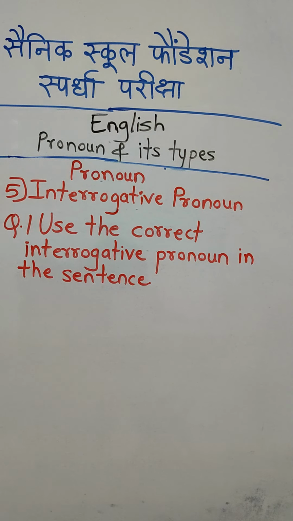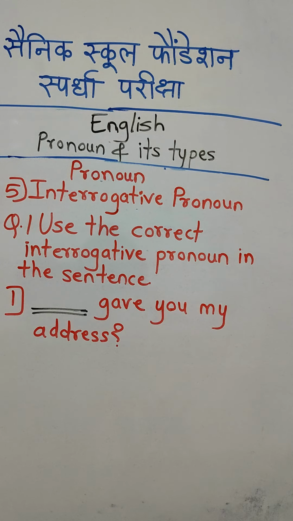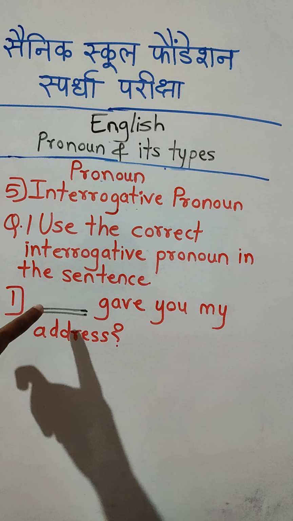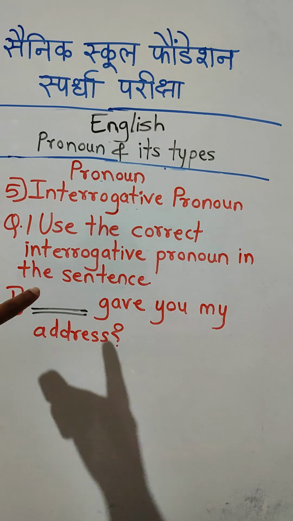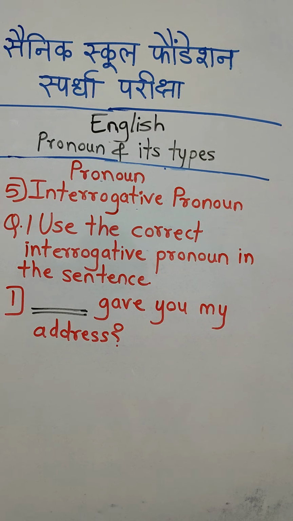First example is given, dash gave you my address. Here we have to identify which pronoun will be suitable, that is which interrogative pronoun we should use to ask this question. Here we are talking about the person who gave the address. That means he does the action of giving the address. So that is what we are talking about, a subject pronoun here. So we should use the pronoun who to ask this question. Now the sentence will become, who gave you my address?